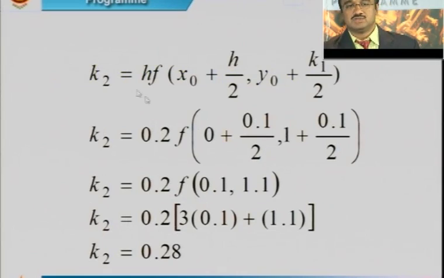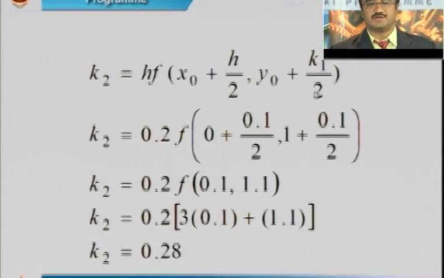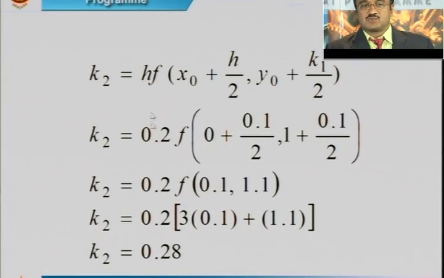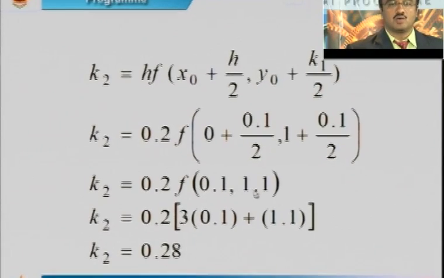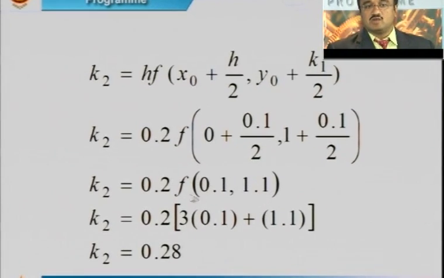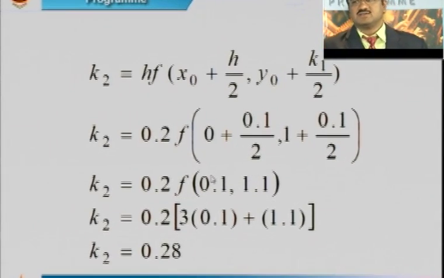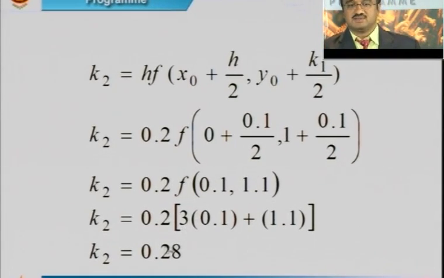Then again k2, this is the formula we use, h into f of x naught plus h by 2 comma y naught plus k1 by 2. Then h value is substituted as 0.2 and your x naught value 0, h by 2 here is 0.1, this is the formula. Then corresponding y naught 1 plus 0.1. Again k2 is 0.2, then f of 0.1 comma 1.1. Now these values substitute in the given function, that is the derivative, we get like that. After simplification of this we get 0.28.